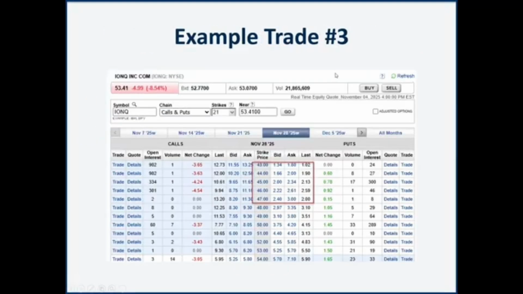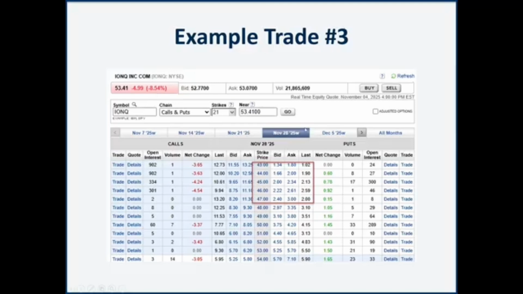All right, so let's look at another example. This is what I would consider a high volatility stock. This is IonQ, the quantum computing company, right? This one's been all over the place. It was trading under 20 earlier this year, and now it's 53. So obviously this thing moves a lot. You can see just on this day that I got this, it was down 8.5%. So this thing's going to move.